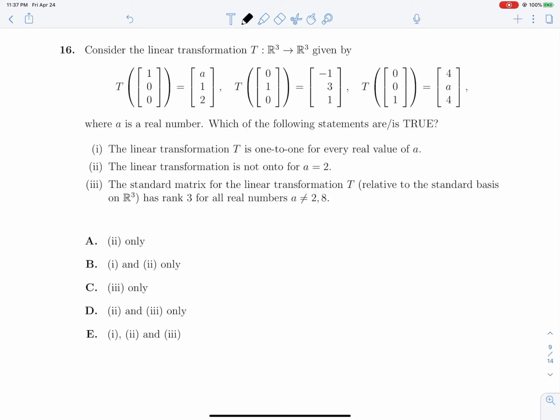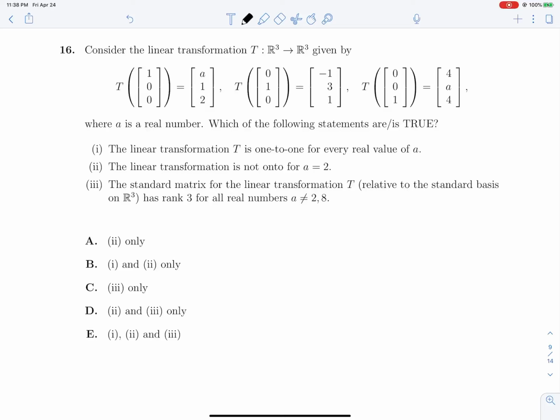16, consider the linear transformation from R3 to R3 given by these three facts about what the transformation does to the standard basis vectors of R3. And we're asked to find whether or not it's 1-to-1 for every value of A. So we could form the standard matrix by smushing these three vectors together, and it'll be 1-to-1 if those three individual columns are linearly independent.